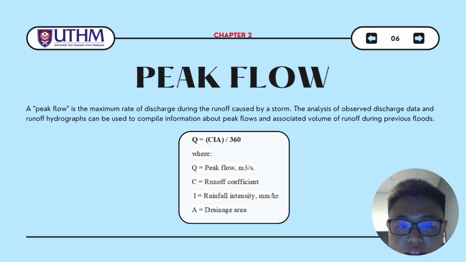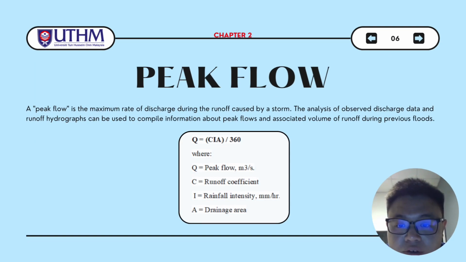A peak flow is the maximum rate of discharge during the runoff caused by a storm. The analysis of observed discharge data and runoff hydrographs can be used to compile information about peak flows and the associated volume of runoff during previous floods. The formula is Q equals C times I times A divided by 360, where Q equals peak flow in cubic meters per second, C equals the runoff coefficient, I equals rainfall intensity in millimeters per hour, and A equals the drainage area.